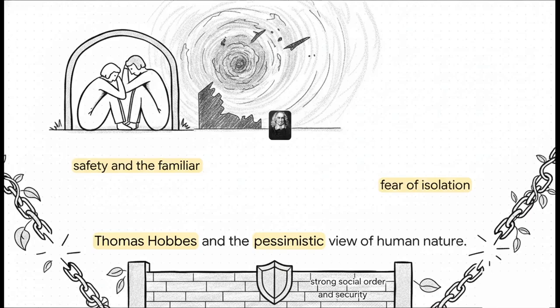Take the philosopher Thomas Hobbes, for example. He's kind of the poster child for human imperfection. In this somewhat pessimistic view, humans just aren't naturally perfectible, highly rational creatures. Actually, scratch that. It's more like we are inherently morally and psychologically limited. We fear isolation. We fear instability. We are naturally drawn to the safe and the familiar, which is exactly why conservatives prioritize a strong social order and security way over radical liberty.